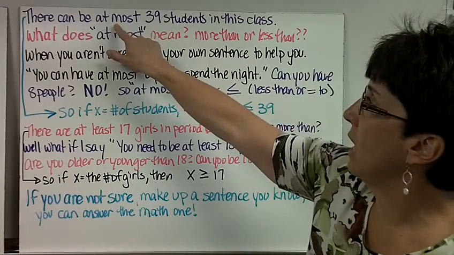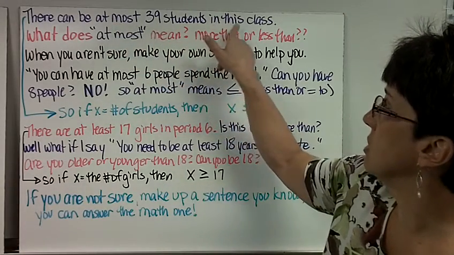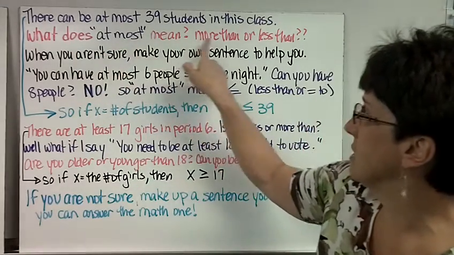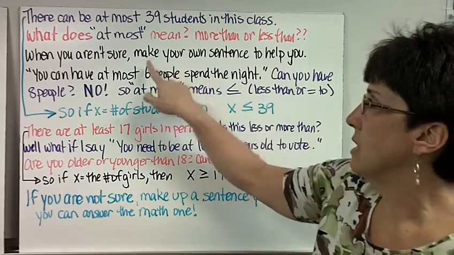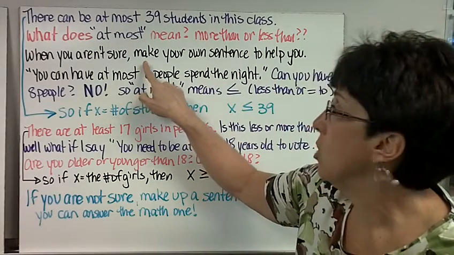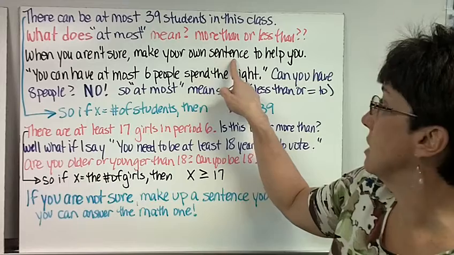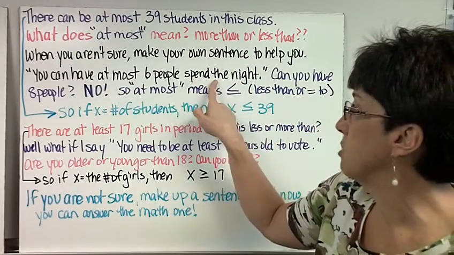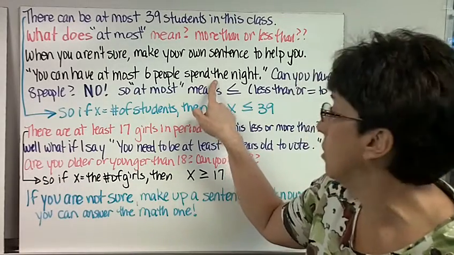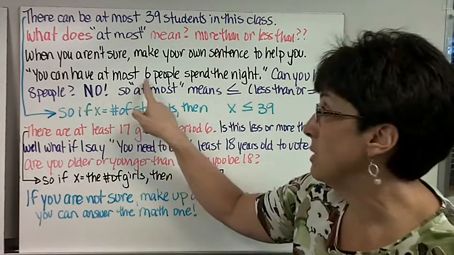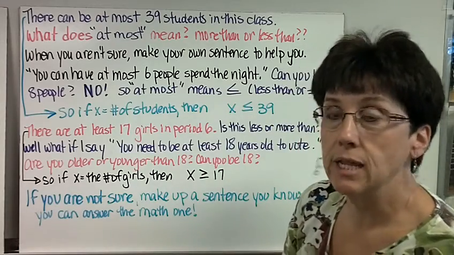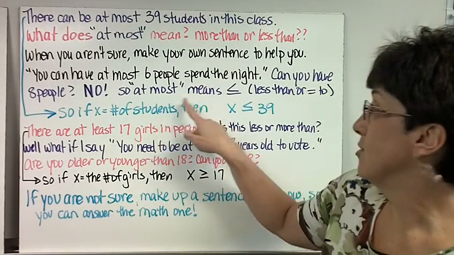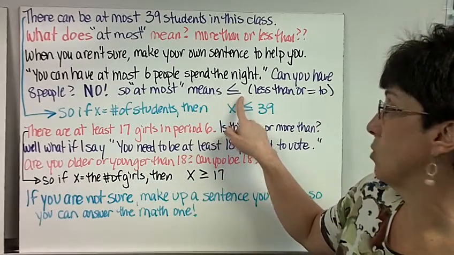There can be at most 39 students in this class. You may wonder, well, what does "at most" mean? Does it mean more than or less than? This is very important, so write this down, okay? When you aren't sure, make your own sentence to help you. Let's say your parent said, you can have at most 6 people spend the night. Well, can you have 8 people spend the night? No, you totally understand that. You know that "at most" means 6 or less. So "at most" means less than or equal to.